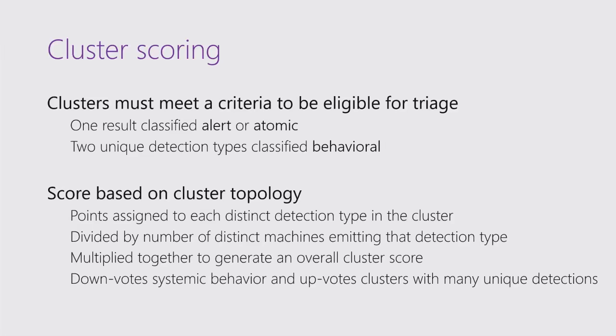But anything that has just one behavioral result and nothing else in it, that's anomalous activity but not malicious. It happens all the time. I'm going to ignore those. But if I ever get two different behavioral detections, low fidelity, on the same entity, that whole cluster suddenly became in scope for me to look at.